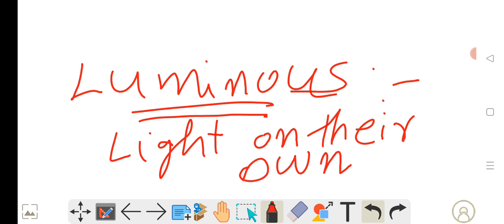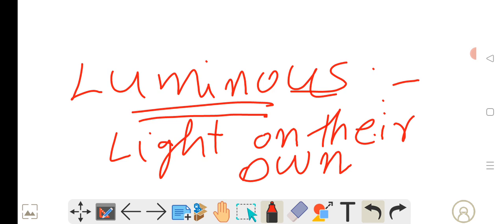So these glowworms and bacteria are called bioluminous objects because they have life. And artificial luminous objects are man-made. They are lights and bulbs, etc.